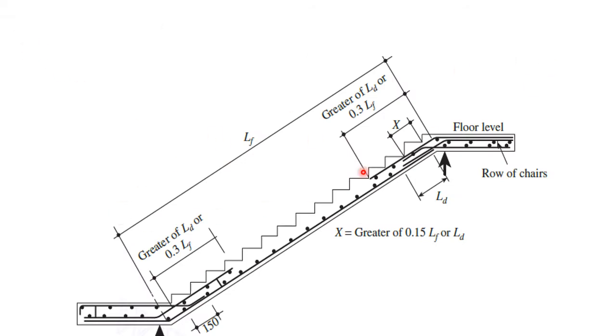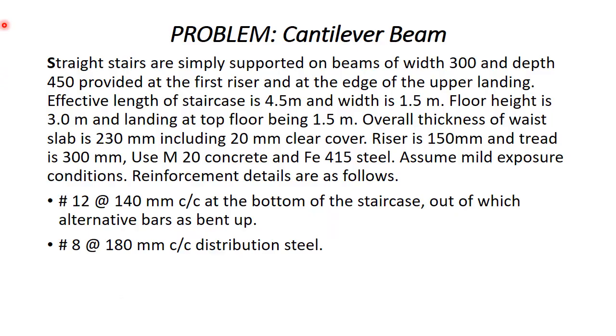This is one more similar diagram representing the reinforcement detailing of the staircase. Now we consider a problem. In this cantilever beam type of staircase, we have two beams of width 300 and depth 450 mm provided at the first riser and at the edge of the upper landing.